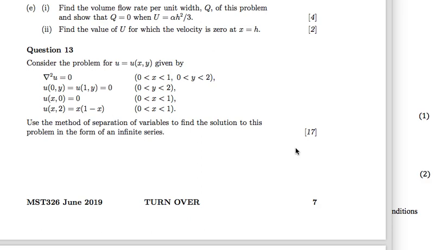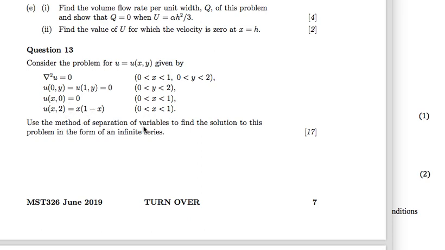Hi there, coming to this question, separation of variables, question 13 of 2019. I didn't fancy writing it all out, so I'm just going to run through the solution that we've found on the internet and try to explain it that way. So it's Laplace's equation. We've got some boundary conditions which we have to go through.